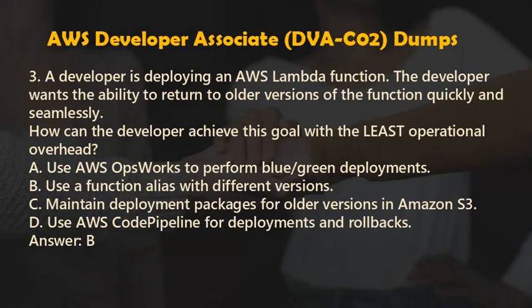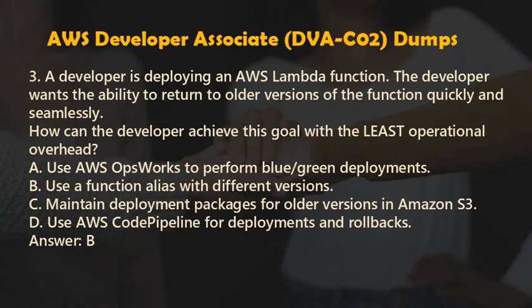3. A developer is deploying an AWS Lambda function. The developer wants the ability to return to older versions of the function quickly and seamlessly. How can the developer achieve this goal with the least operational overhead?